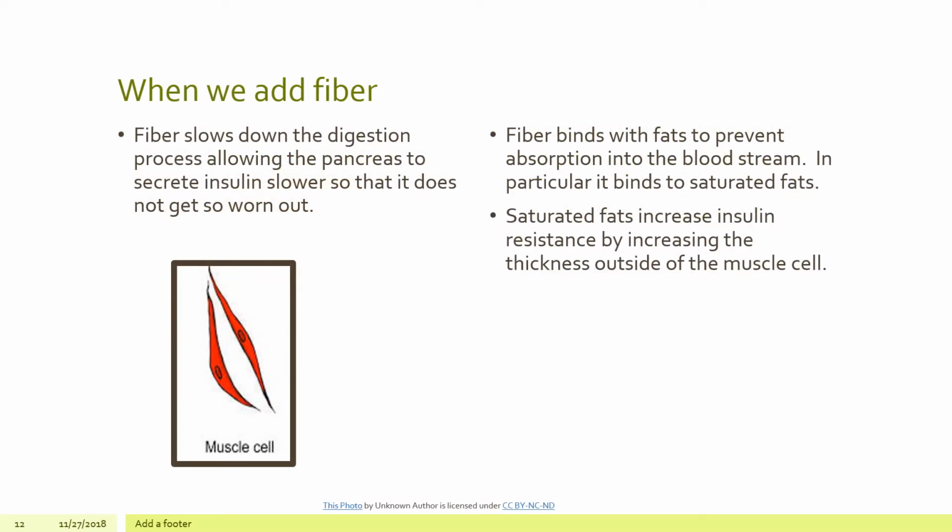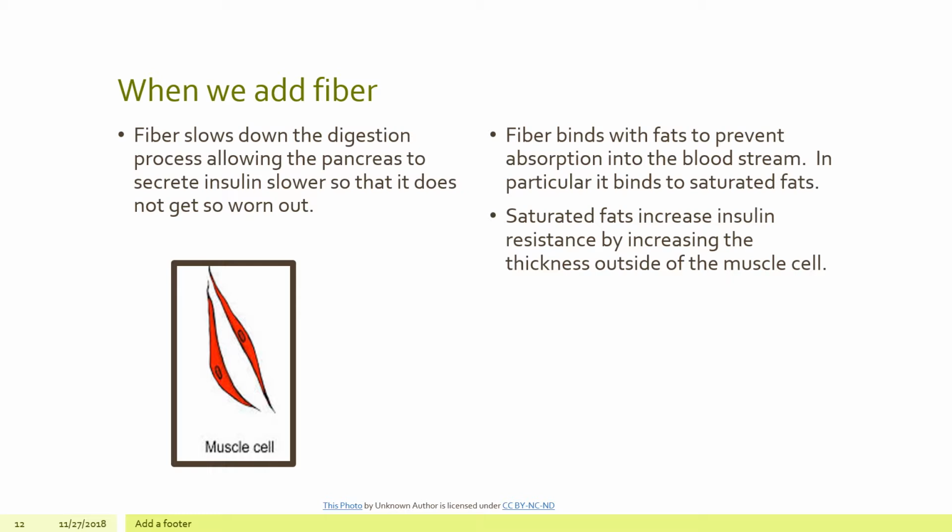Slower so it doesn't get so worn out. So that makes for a happy muscle cell. Fiber binds with fats to prevent the absorption into the bloodstream. In particular, it binds to saturated fats. Saturated fats increase insulin resistance by increasing the thickness outside of the muscle cell, which we've talked about before, causing more burden onto the pancreas.